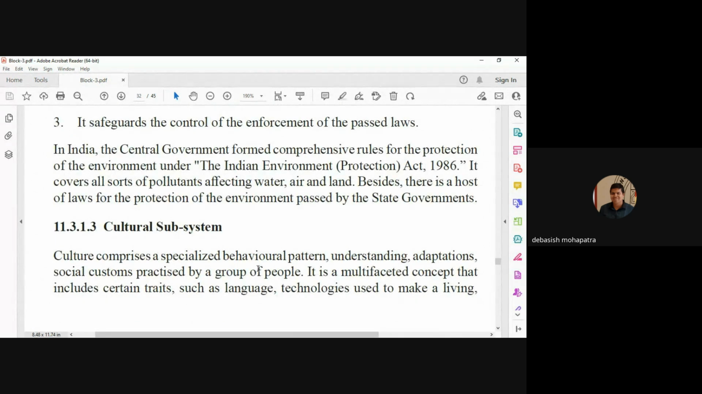In India, the central government formed a comprehensive law for the protection of the environment under the Indian Environment Protection Act 1986. It covers all sorts of pollution affecting water, air and land. Besides, there is a host of laws for the protection of the environment passed by the state governments.